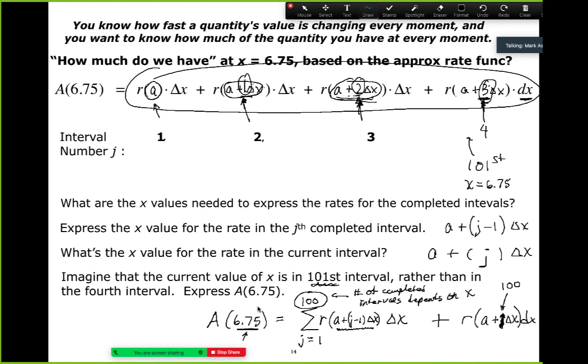So when you express a of 6.75 and you know that it's in the 101st interval, this is easy because you know there's 100 completed intervals. But if you want to write a of x, different values of x result in different numbers of completed intervals. So we've got to figure out what the number of completed intervals is given any value of x.